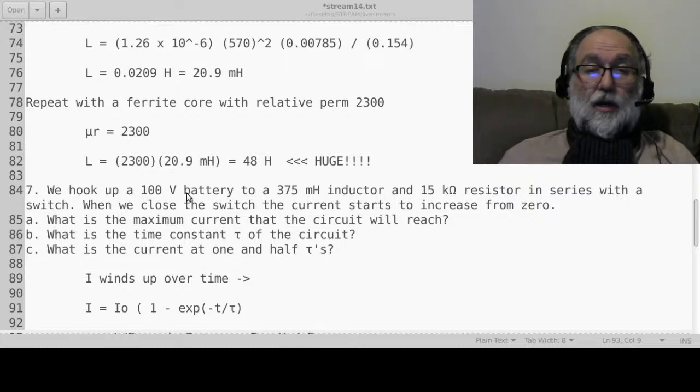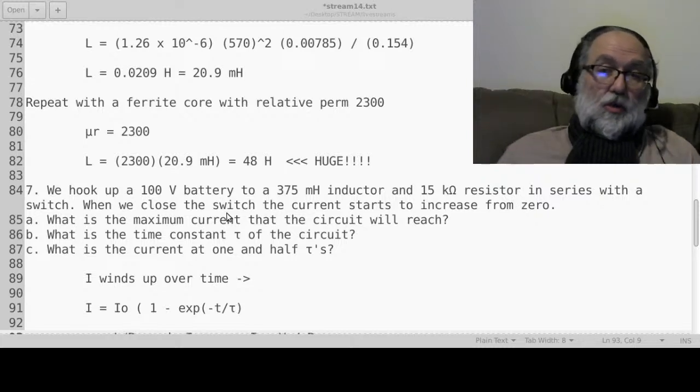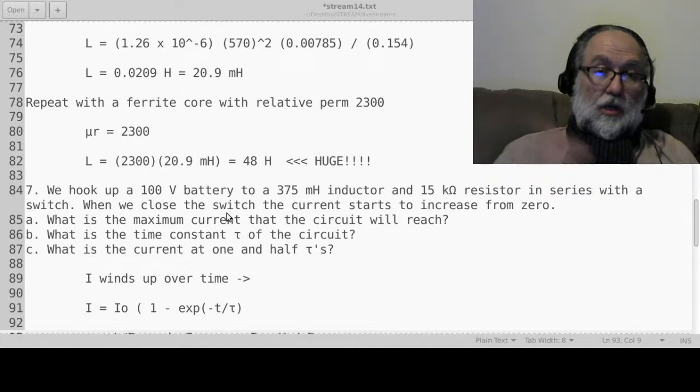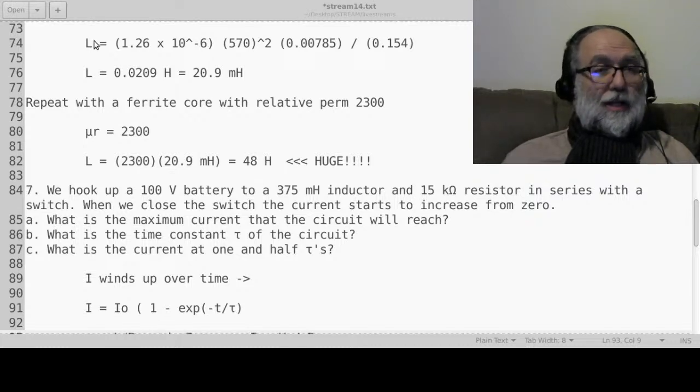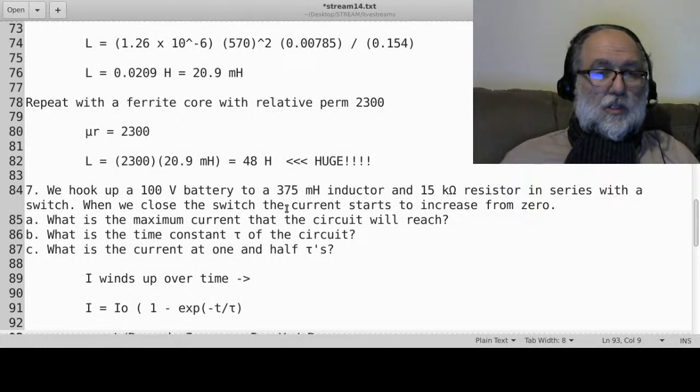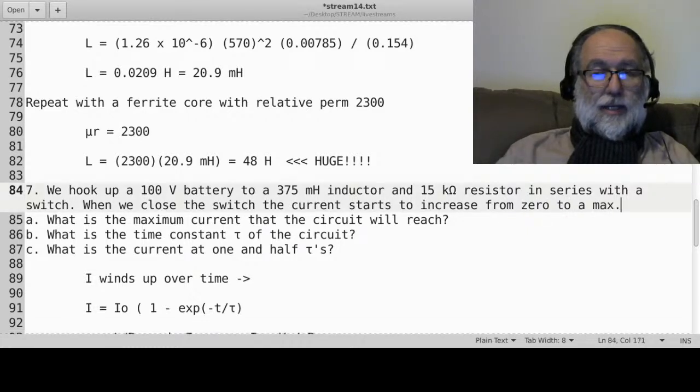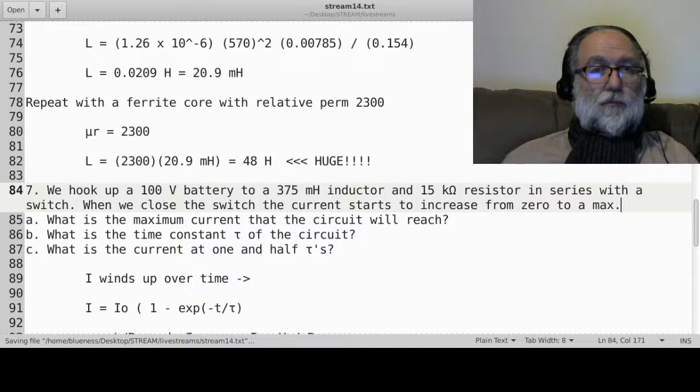We hook up a 100-volt battery to a 375 millihenry inductor and a 15 kilo ohm resistor in series with a switch. The reason you need the switch there is because you don't want any current to start with. You close the switch, and as soon as you close the switch, the current starts to increase from 0 to a maximum. We close the switch and the current starts to increase from 0 to a maximum value.